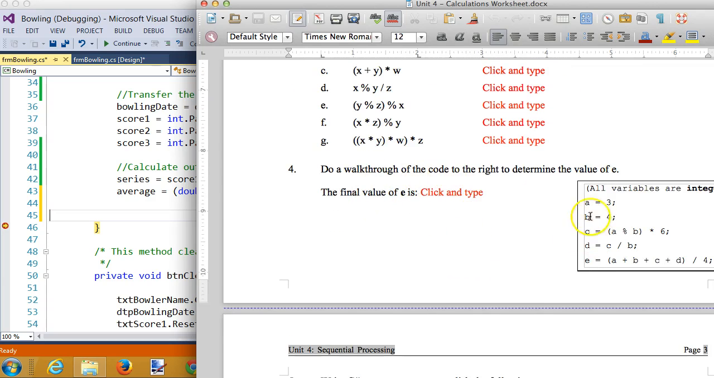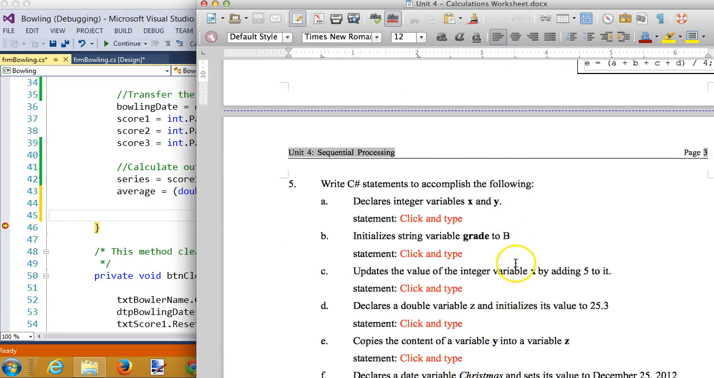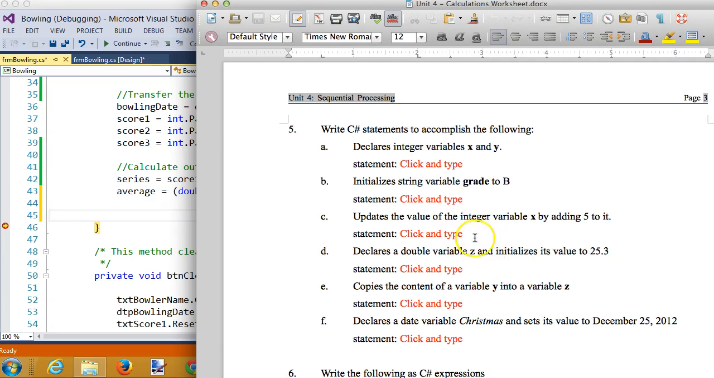Call this one a code walkthrough. Pretend like this is a little mini program. A starts out at 3, everybody's an integer. B is 4, then we do a calculation, then we do another calculation, do another calculation. I want the final answer of E. E is dependent on all these other calculations. Declare some variables. Interesting.